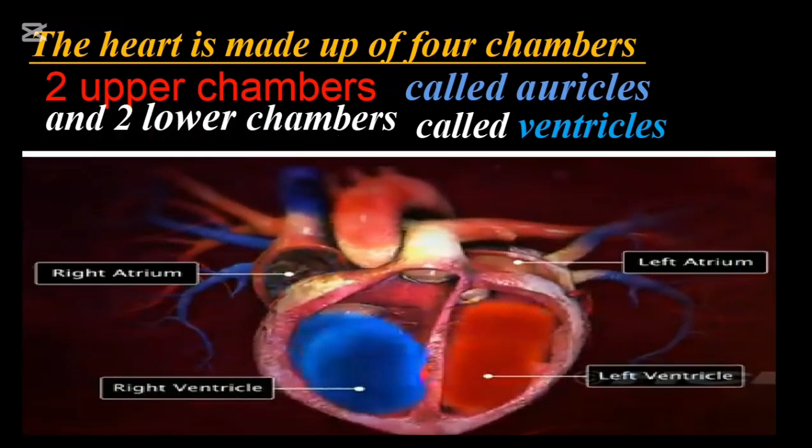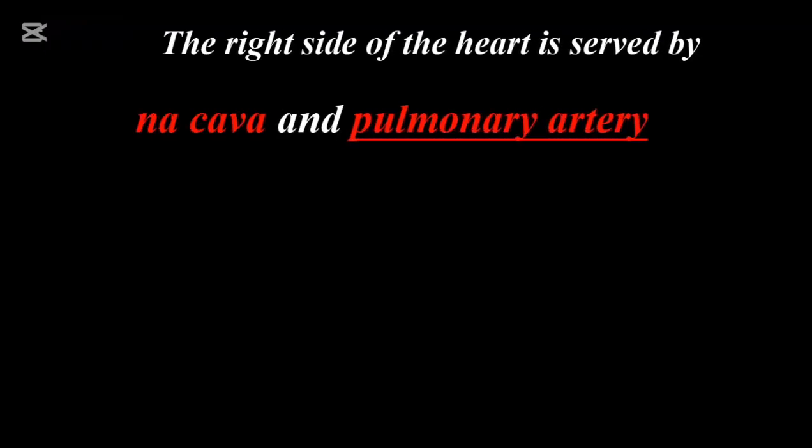This diagram shows us the chambers of the heart. This chamber above is called the right atrium, or you can also call it the right auricle. Here we have the right ventricle. Here we have the left atrium, and here we have the left ventricle. The 2 upper chambers, the right atrium and left atrium, are called the auricles. The right side of the heart is served by the vena cava and the pulmonary artery.